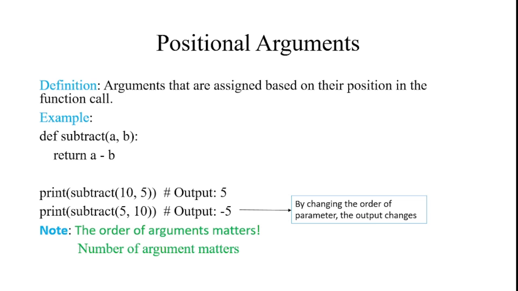So by just changing the order of the arguments, the output changes. So the order of the arguments matters. Further, the number of arguments also matters. If while defining the function we have given two arguments, and while calling we pass one or more than two arguments, then it will give an error.